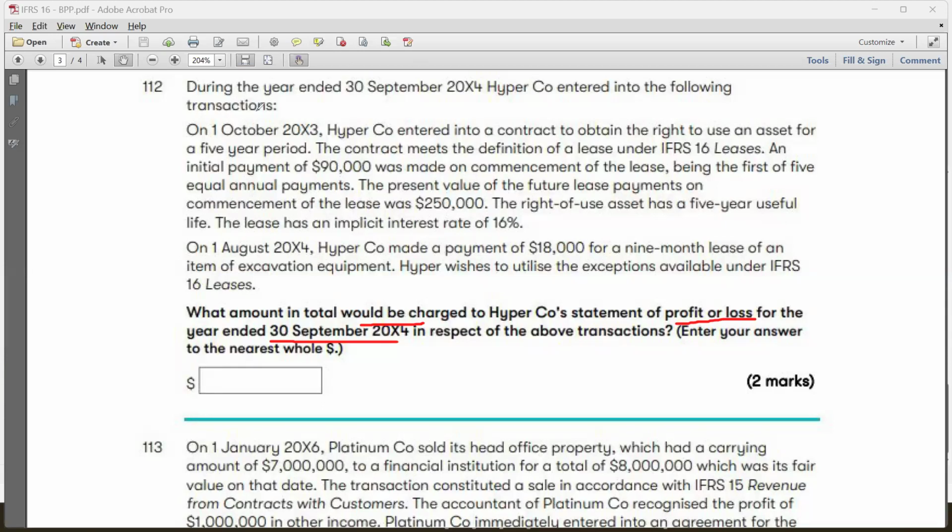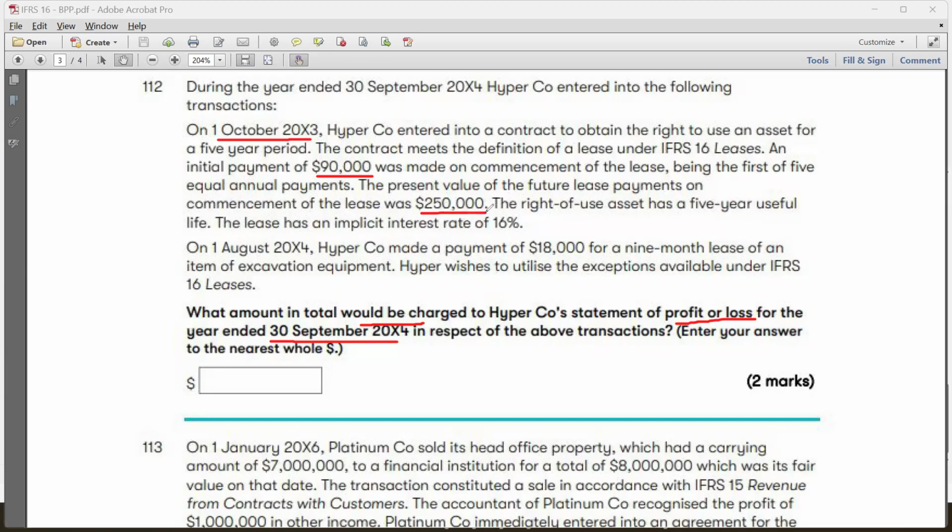On 1st of October 2023, Hyperco entered into a contract to obtain the right to use an asset for a 5-year period. So they entered into this contract on the first day of the year, because the year ended 30th of September 2024, and the contract meets the definition of an IFRS 16 lease. An initial payment of 90,000 was made on commencement of the lease. Now this payment will be considered for the calculation of the right of use asset. Being the first of 5 equal annual payments, the present value of the future lease payments on the commencement of the lease was 250,000.